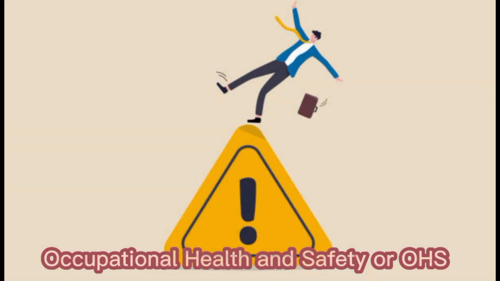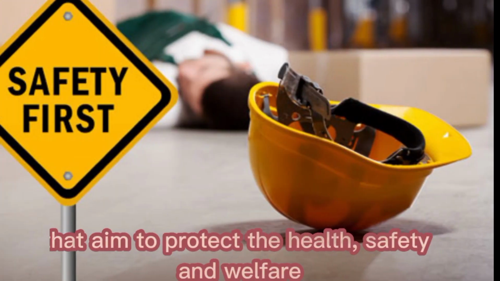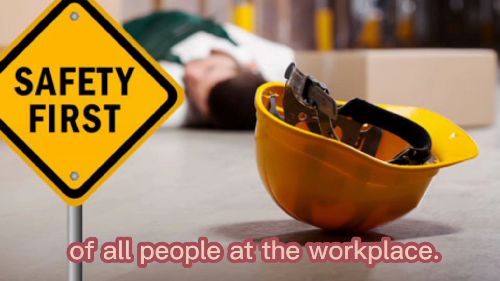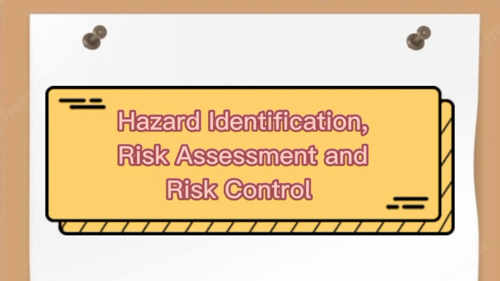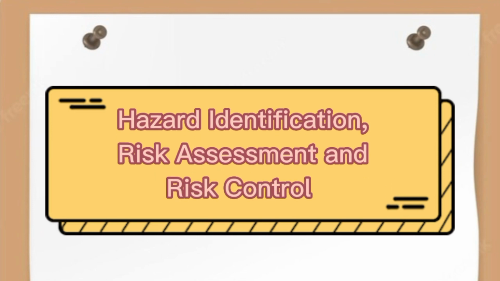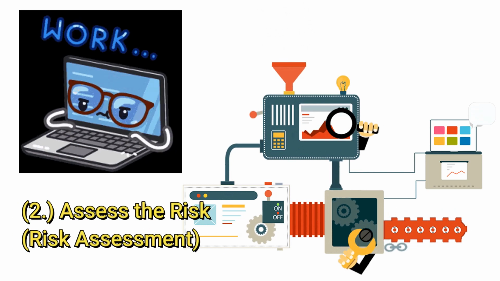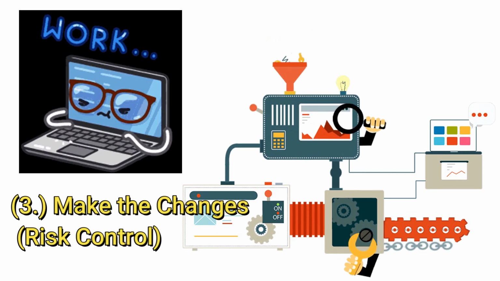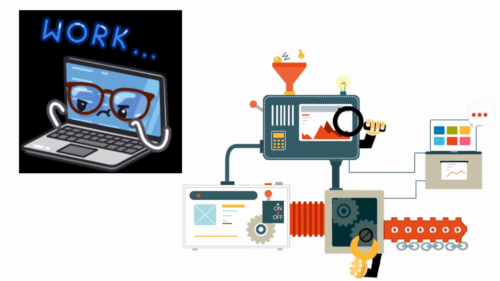Occupational health and safety refers to the legislation, policies, procedures, and activities that aim to protect the health, safety, and welfare of all people at the workplace. There are three top ways to manage health and safety at work. 1. Spot the hazard. 2. Assess the risk. And 3. Make the changes. You can use these 3 safe steps to help prevent accidents at work.